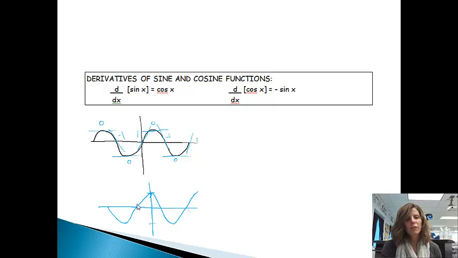If you look at the derivative, hopefully you notice that that is exactly what the cosine function looks like. So when we take the derivative of the sine function, we actually get the cosine function. That's where that rule came from.